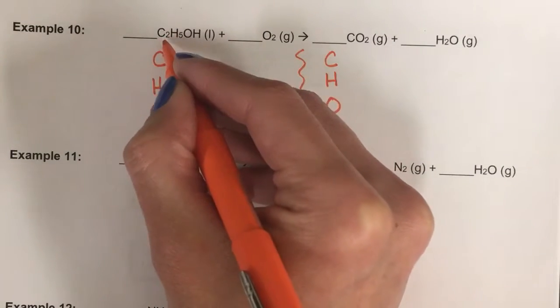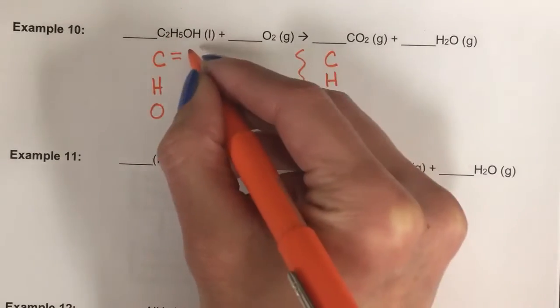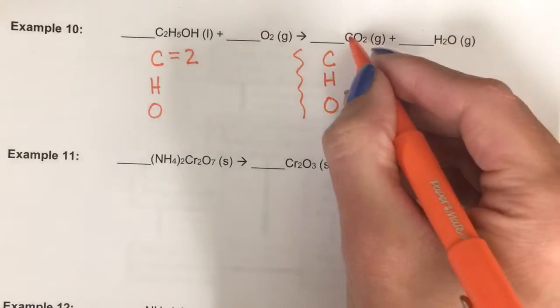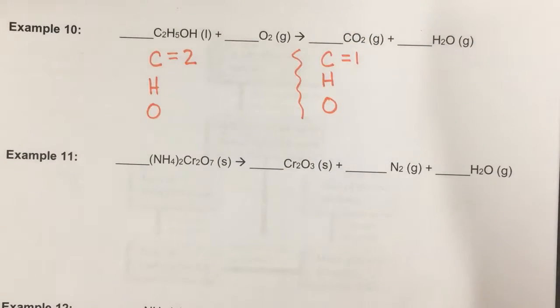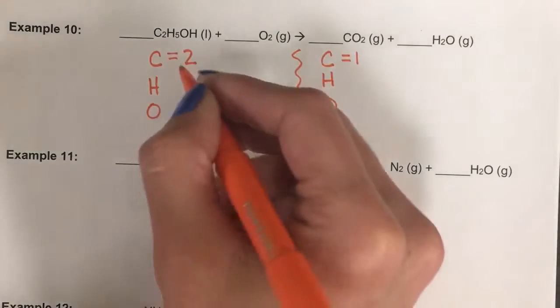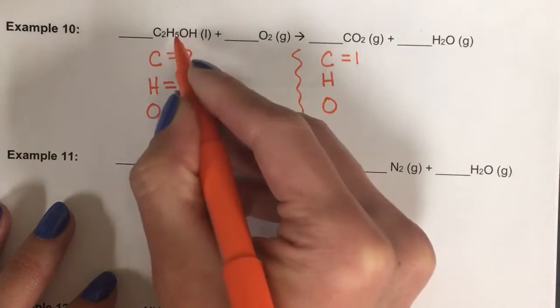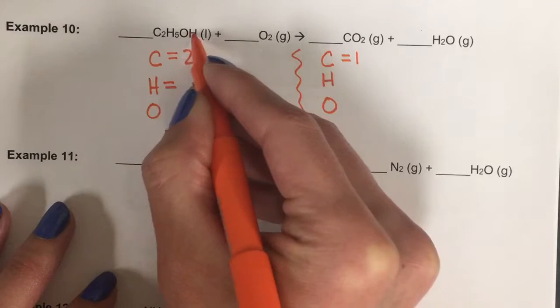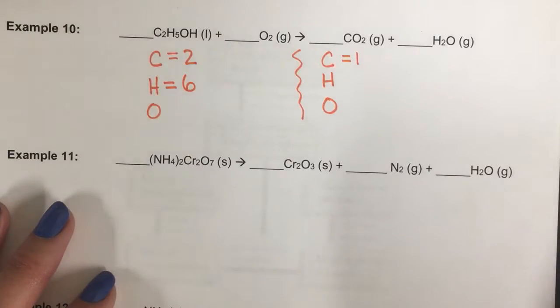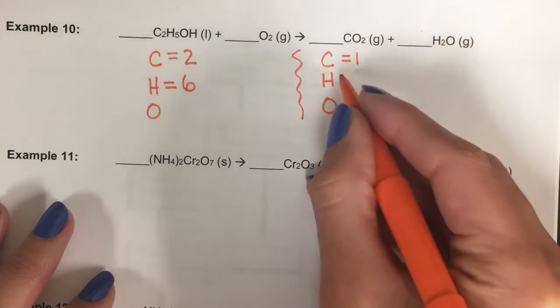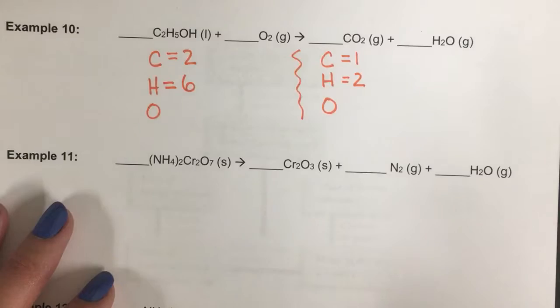On the left side of the equation, I've got 2 carbons. On the right side of the equation, I only have 1. Well, I know I'm going to have to do something to fix that because right now I'm creating or destroying matter. That's not allowed. Okay? So, on the left side of the equation, I've got 5 hydrogens here, 1 hydrogen there, for a total of 6 hydrogens. Here, I've only got 2. Again, I'm destroying matter.